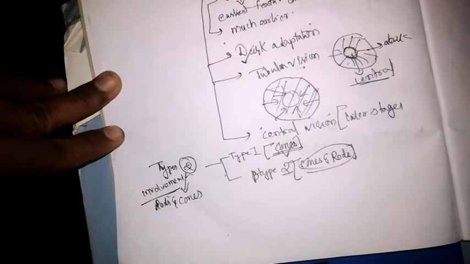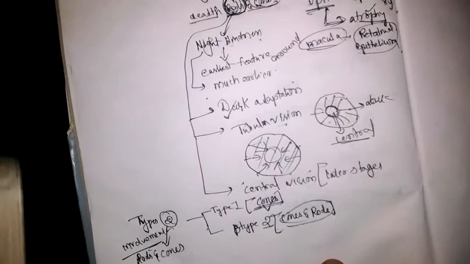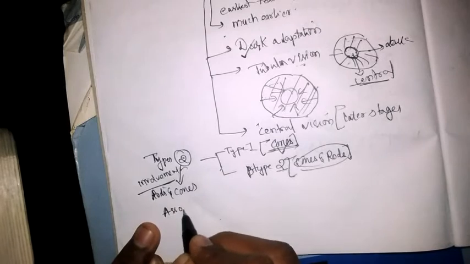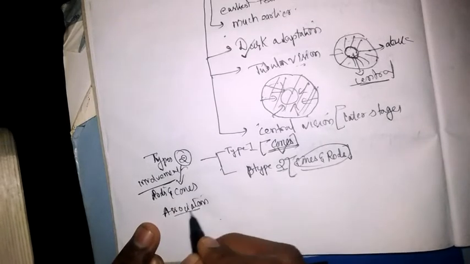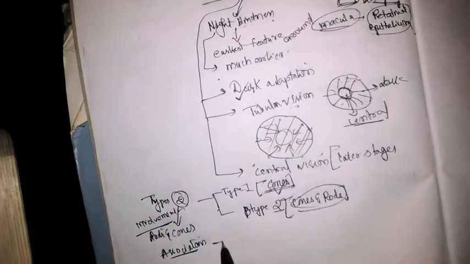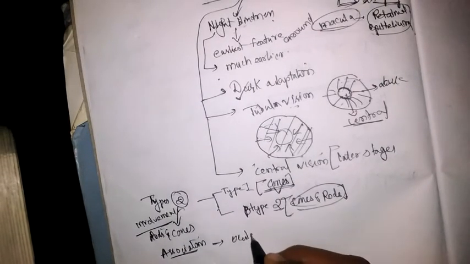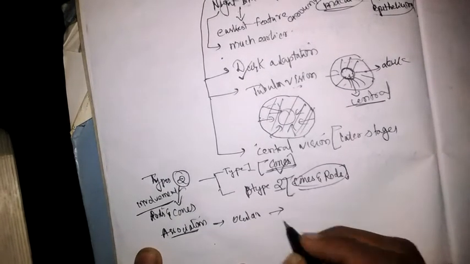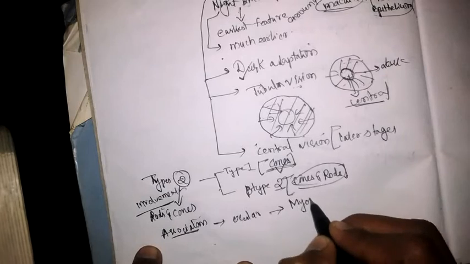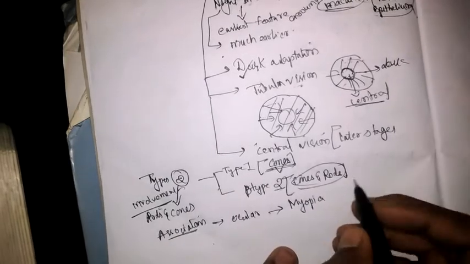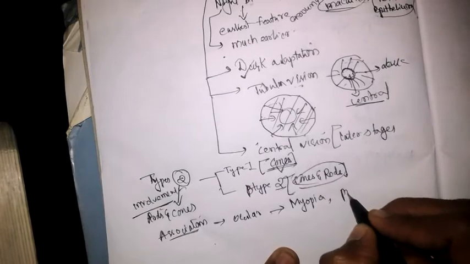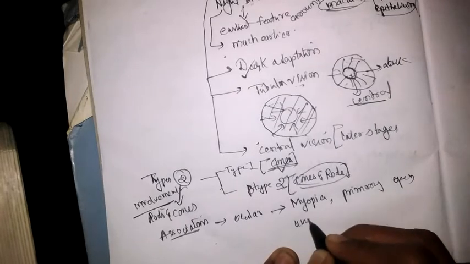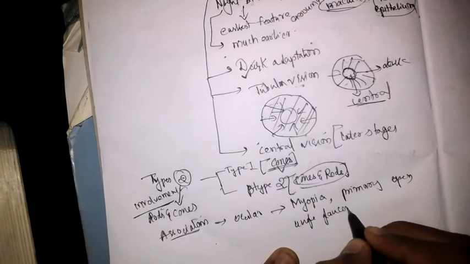Clear? Now you will see some associations. First, ocular associations. What are other ocular conditions that can get associated with this disease? First one is myopia. Myopia can be associated with retinitis pigmentosa. Next one is primary open angle glaucoma.